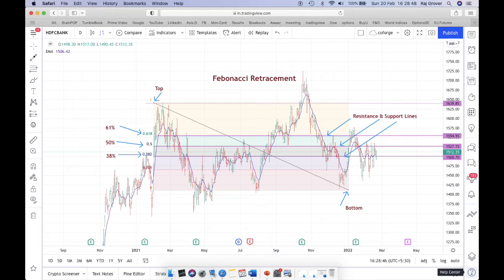The way it is used is, if it breaks the support level, it means that it is going to fall further to the next support level, that is the 50% line. And similarly, if it breaks the 61% resistance, it will rise to the 100% line.